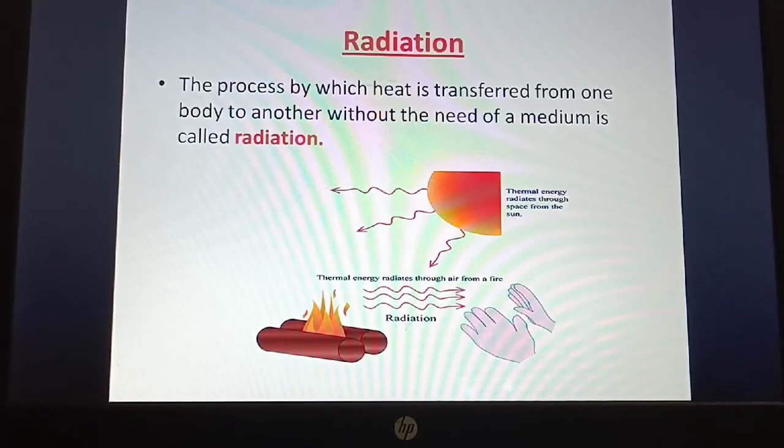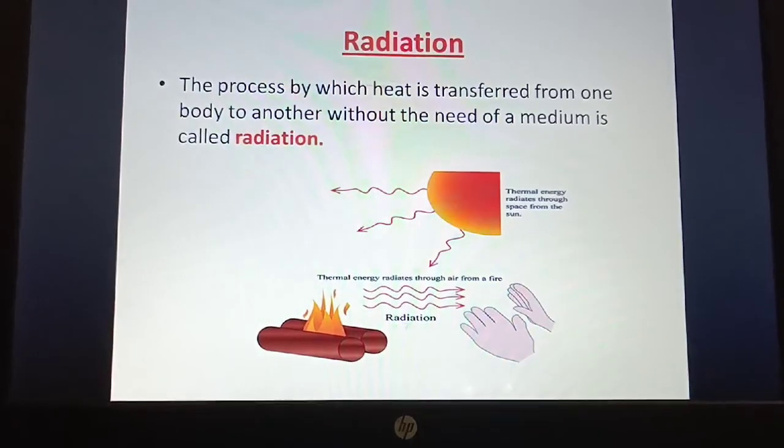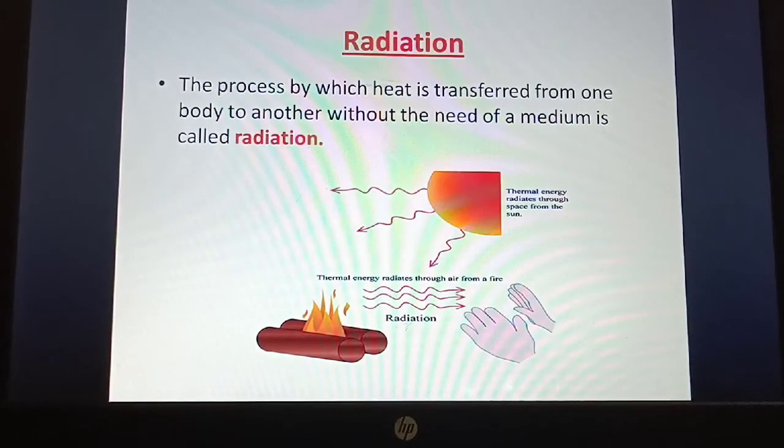Next, conduction is over, convection is over, now radiation. What is radiation? The process by which heat is transferred from one body to another. When two bodies are not in contact, heat is transferred from one body to another without the need of a medium. Medium is not necessary. That is called radiation.